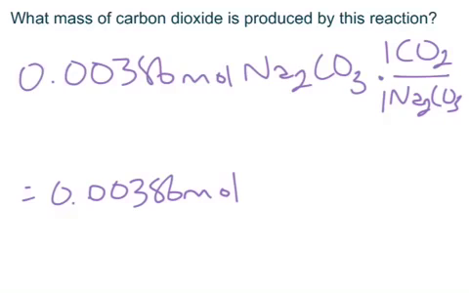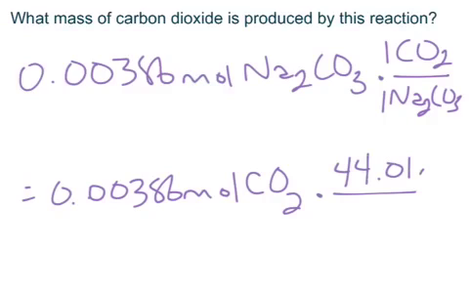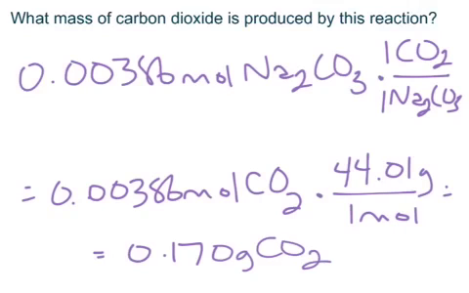Okay, but this time the question is easier, really, because it asks you for mass. So that means instead of worrying about how many milliliters, how many moles are in a liter or whatever, we just need to use the molar mass of carbon dioxide, just like we've been doing with all of our other stoichiometry problems. And that means our final answer is 0.170 grams of carbon dioxide.